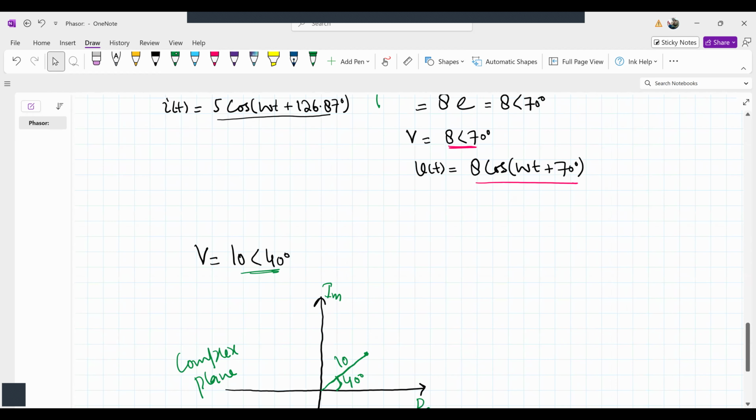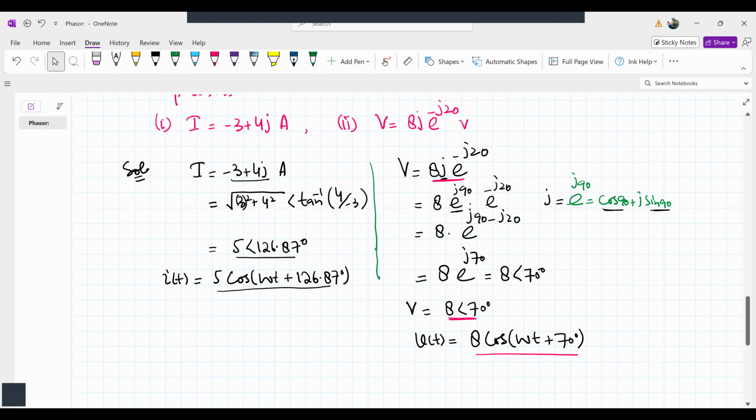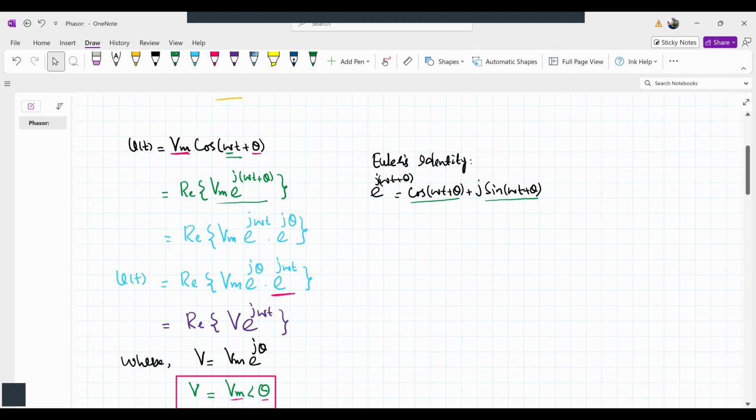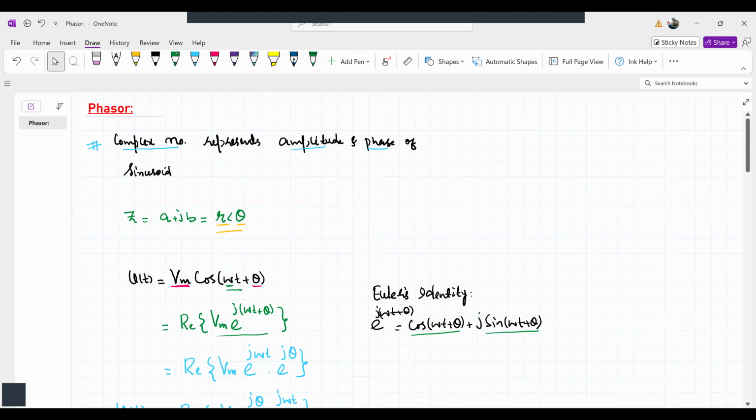This is very useful once we start with the RLC circuits. Okay, I hope you understood the concept. Let me end this session here. In the next session, we'll start with what happens to resistor, inductor, and capacitor in phasor domain.